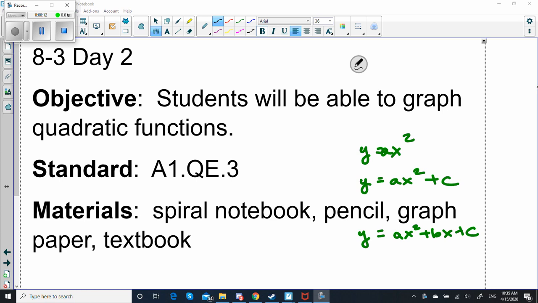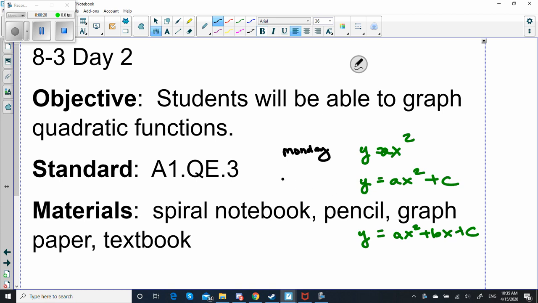On the first day of chapter 1, we did y equals ax squared, and these were all on that y-axis. They didn't move from there. They all had a vertex of 0, 0. And we had some stretches and shrinks based on the a.